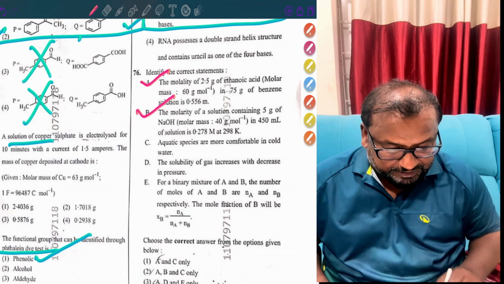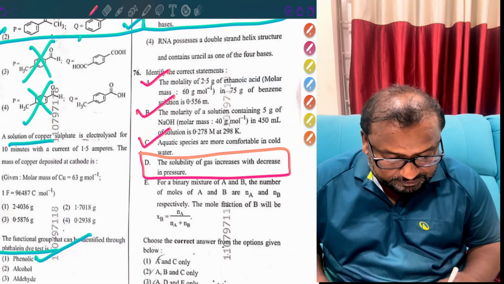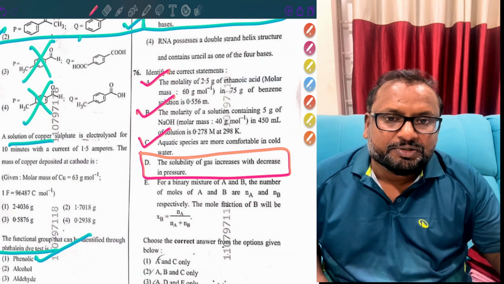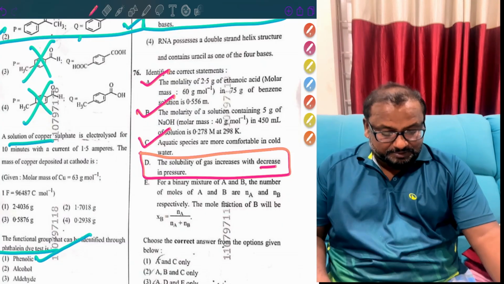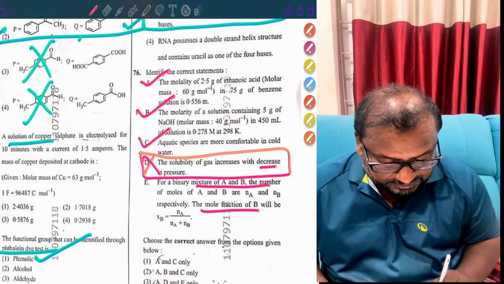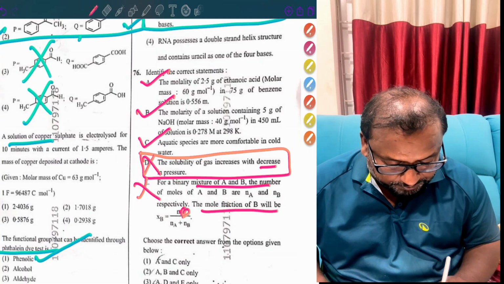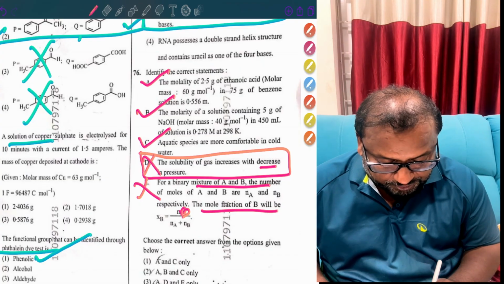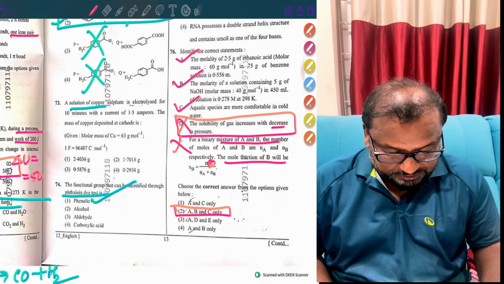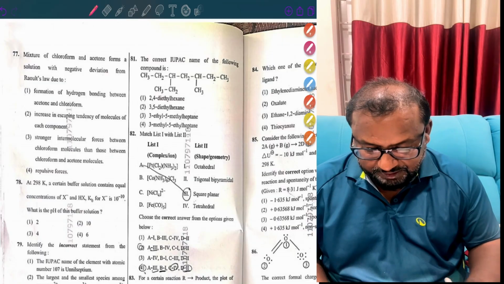So 76, I have solved these ones. So first one is correct, second one correct, third one is also correct, fourth one is incorrect. When you increase the pressure, the solubility of the gas increases, but he is saying that solubility of gas increases with decrease in pressure. So this is incorrect. Binary solution of A and B and its mole fraction of B should be NB by NA plus NB. So E is also wrong. Correct ones are asked. So A, B, C are the correct answers. Easy questions.